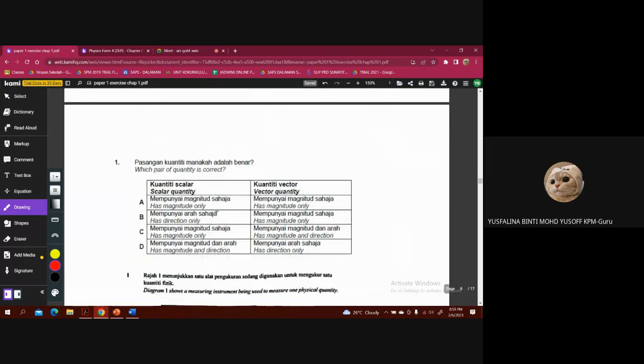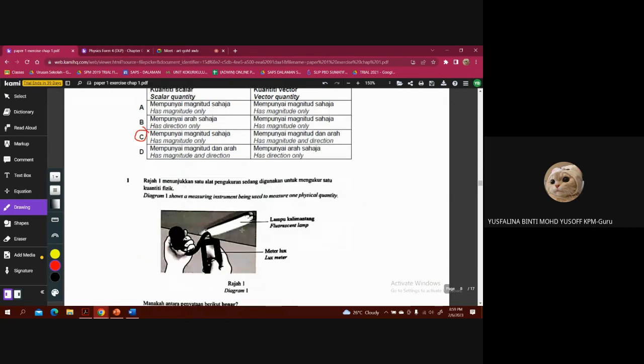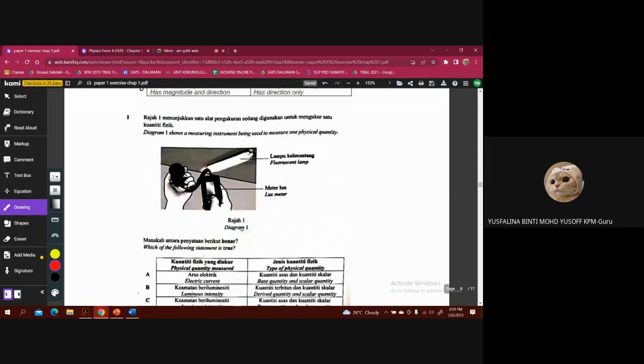Okay, the next part, which quantity? This is the same question as before. So the answer is C. Okay. And this one, which is correct with the measuring instrument being used to measure one physical quantity, meter lux.